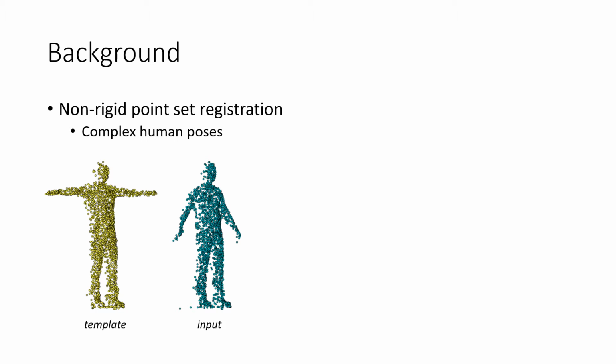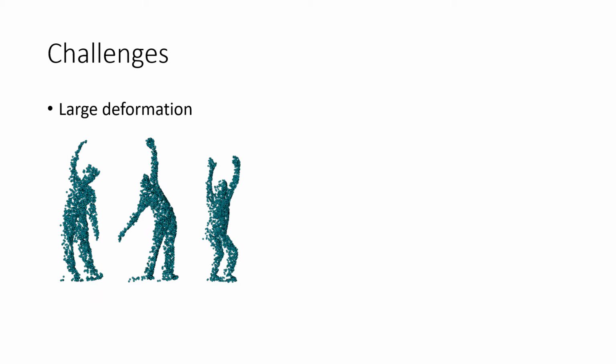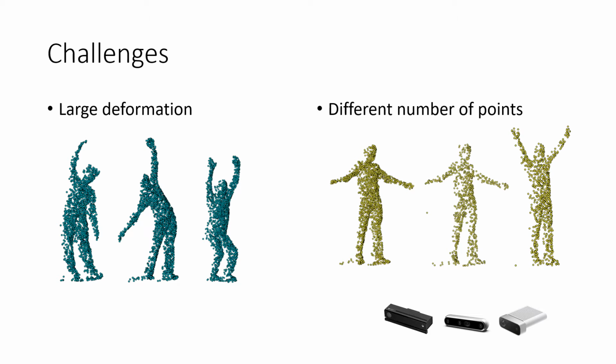In non-rigid point set registration, one point set, the template, is deformed so that it is aligned with the input point set as closely as possible to get dense correspondences between the point sets. There are two major challenges in non-rigid point set registration of complex human point sets. One is the large deformation between the point sets, and another is the different number of points between the point sets representing complex human poses captured by different types of depth devices.